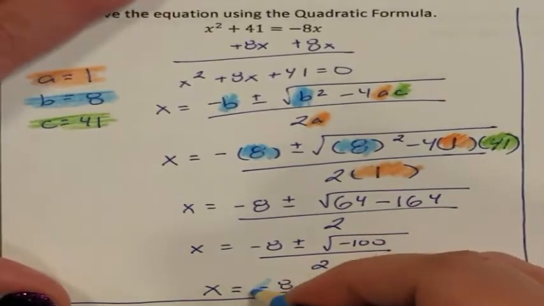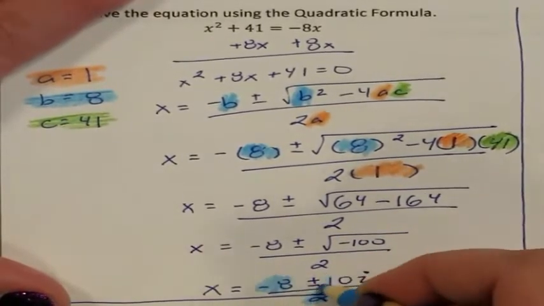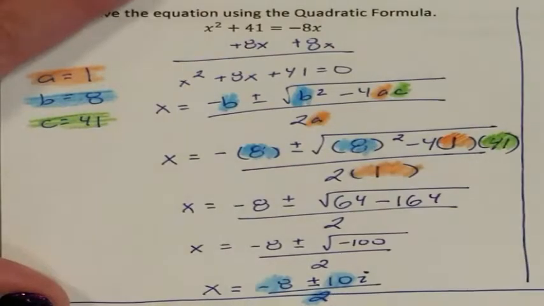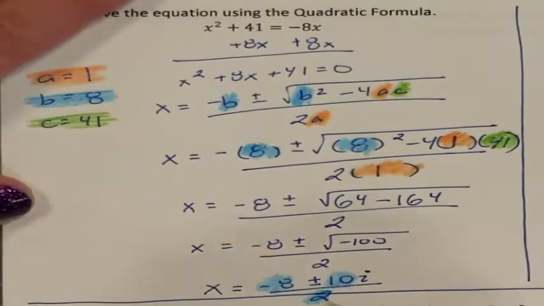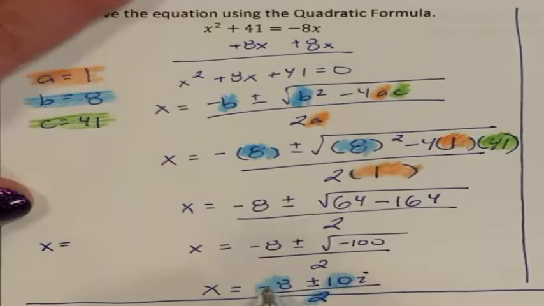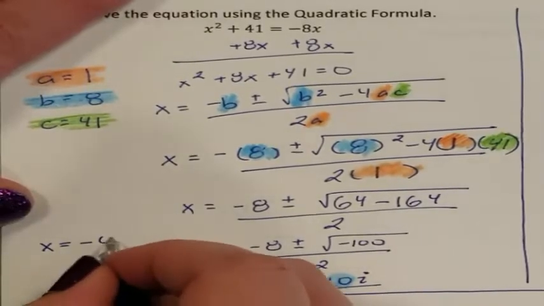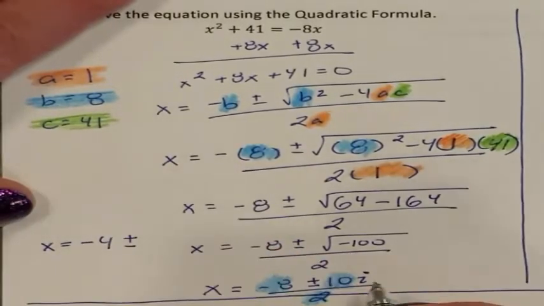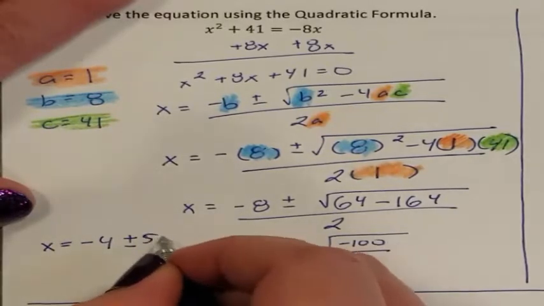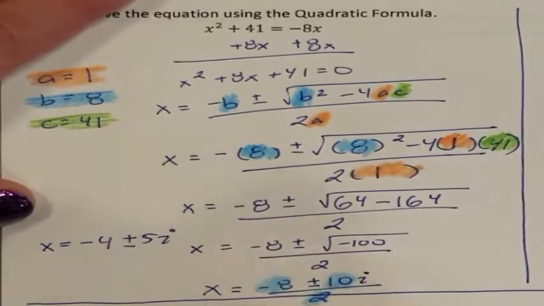Because the 8 can be divided by 2 and the 10 can be divided by 2, I can simplify all of this by 2. So my final answer is negative 8 divided by 2 was a negative 4. We have the plus or minus. 10 divided by 2 was 5. So this is negative 4 plus or minus 5i.